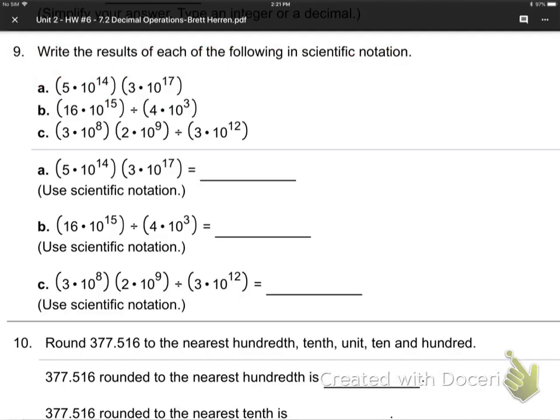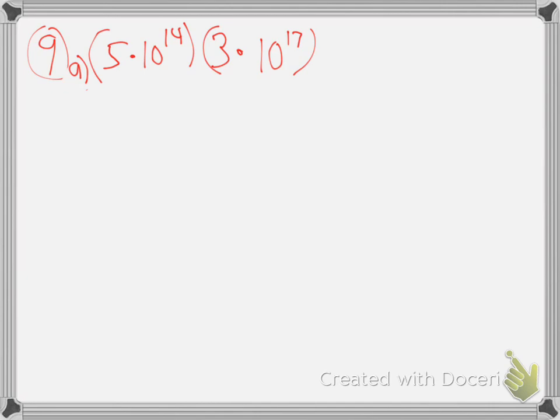They want me to multiply. Those are multiplying, right? Times, parentheses, times. They're saying, hey, multiply and write the answer in SN, scientific notation. So they don't want the answer to be in like normal. They want the answer to be in scientific notation.